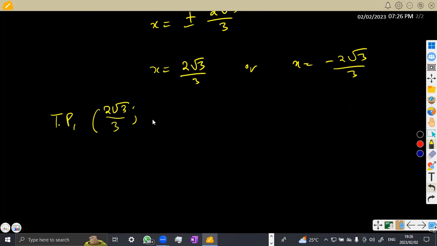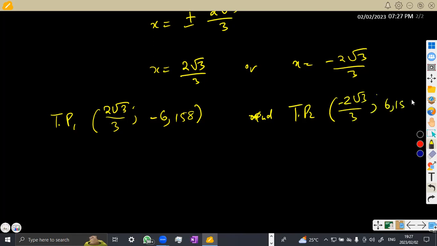Okay, so we've got the first turning point, which is at a point where x is 2 square root of 3 over 3. So if you substitute this properly in the calculator, we are going to obtain something of this nature here, which is negative 6.158, something like that. Okay. Or the second turning point that we have, which is at a point where x is negative 2 square root of 3 over 3, it is going to be something like 6.158. Okay, if you use your calculator properly there. So these are the two turning points that you're given. So for you now to tell the point, is it a maximum or a minimum turning point?